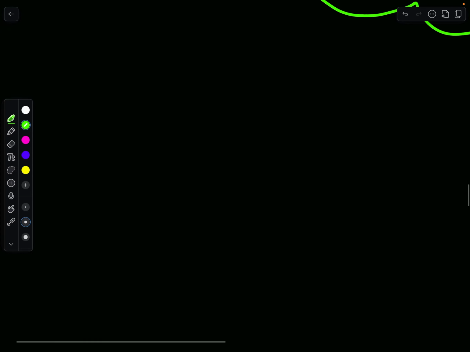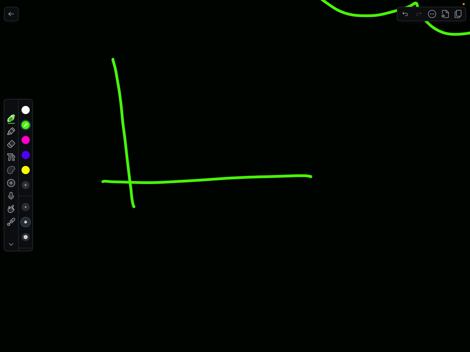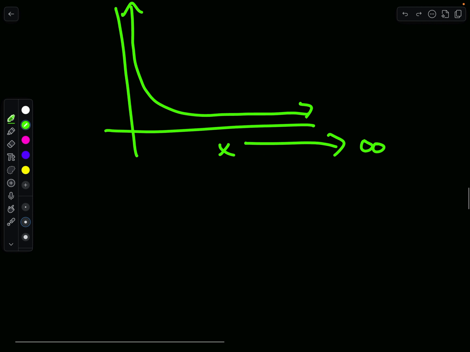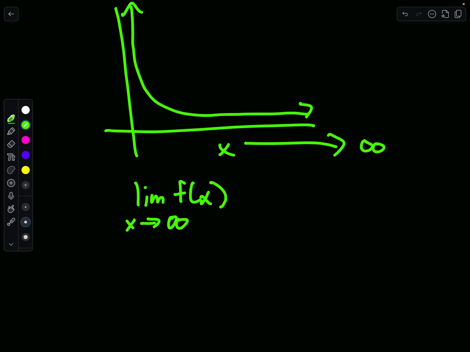What this looks like is, say we have a function, as x gets closer and closer to infinity, the value of y approaches this line right here. So we say that the limit as x approaches infinity of f of x would be equal to, let's say this is y equals 0, 0.